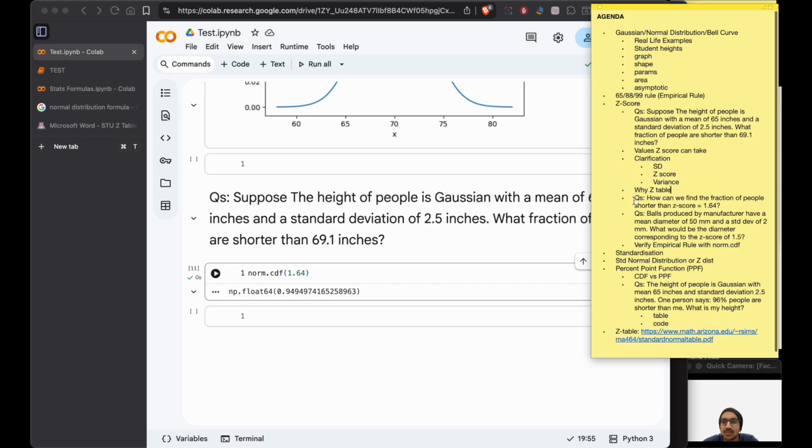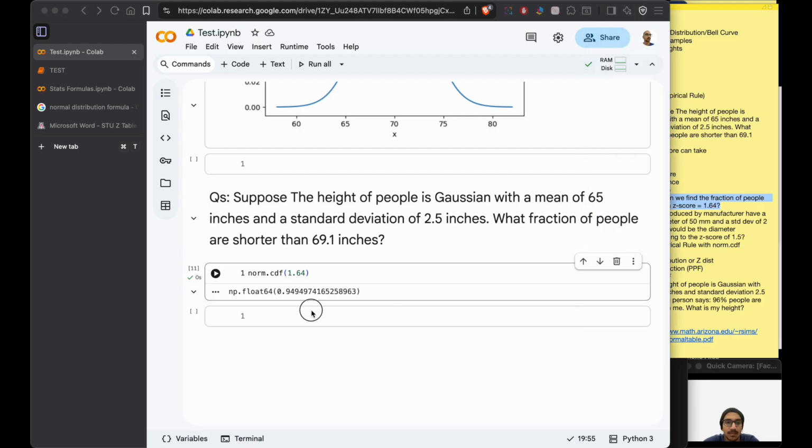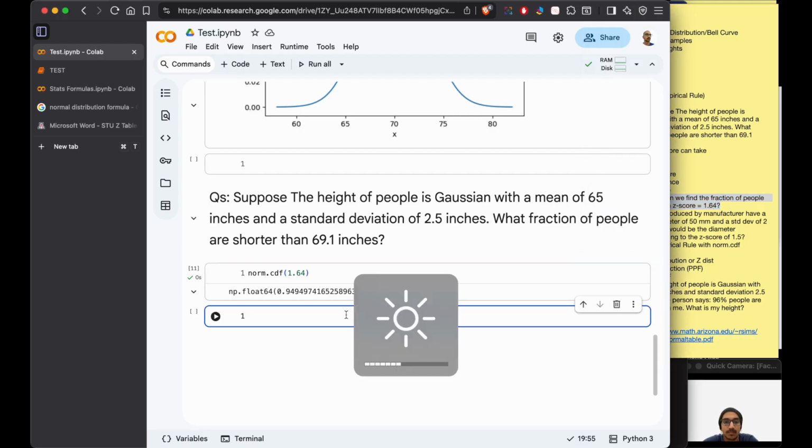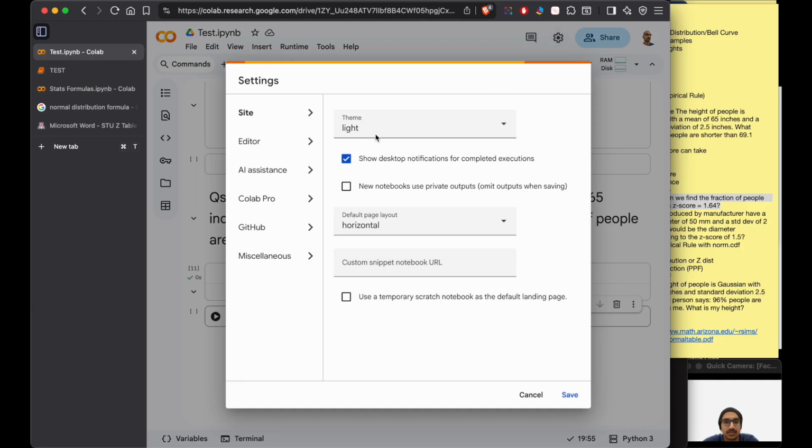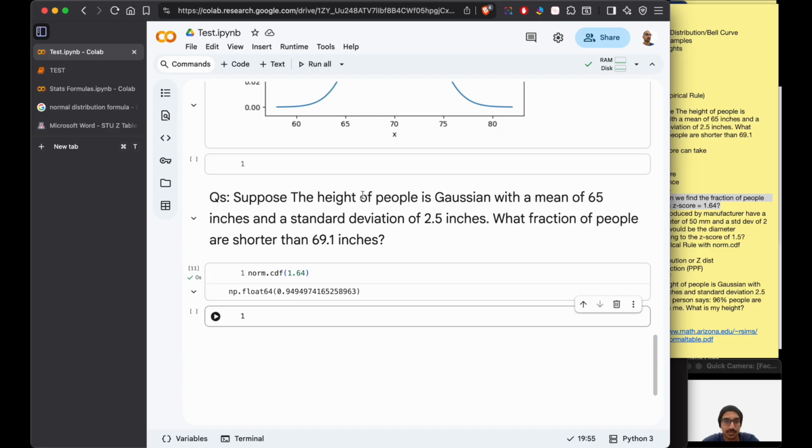Now we'll solve another question. This is blinding me. 1 second. I think there is a dark mode. Yeah, but I don't think dark mode will be clear anyway. So let me use this one.